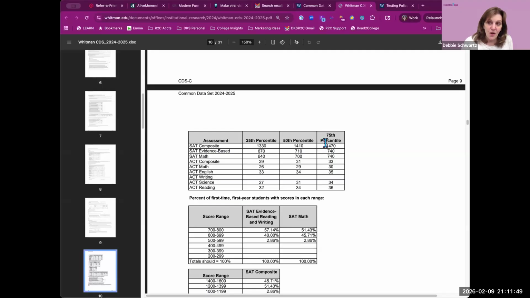And I'm going to show you on our tool. That's why we focus on the 75th percentile, because that's the quartile that the college is going to look at in terms of giving money.